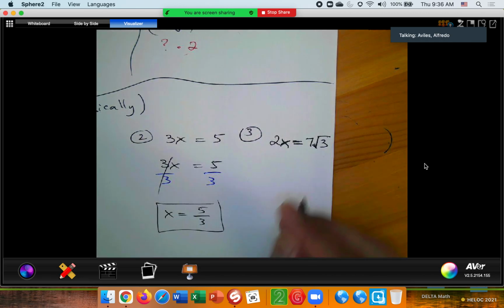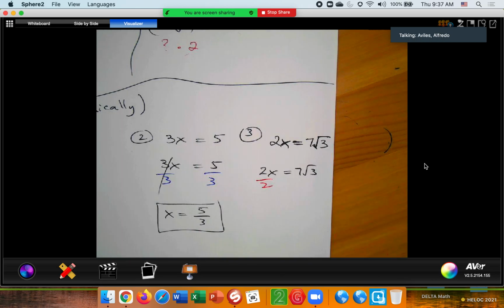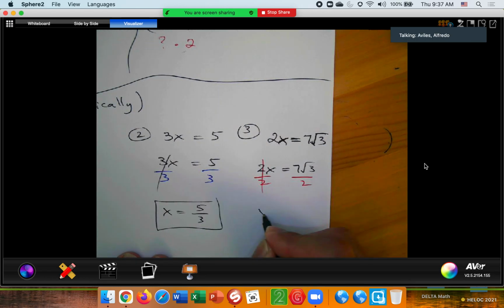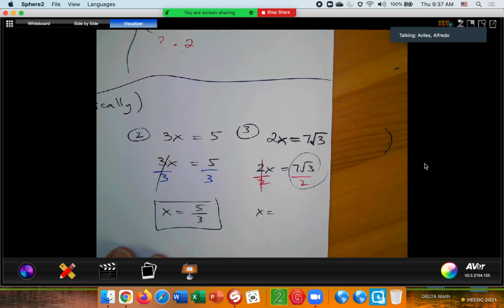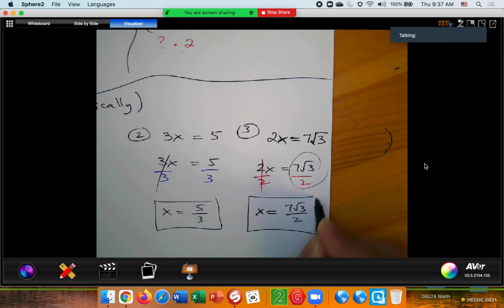So what are you going to do? Well, you're going to divide by 2, right? Because I'm trying to get x by itself. Whatever number is here, I have to divide it out. Whatever I divide on one side of the equation, you divide on the other side of the equation. And then you get x equals what? Well, you get this. That's your answer. It looks a little funny or challenging or difficult, but that's the answer. The answer is 7 root 3 over 2, like that. Is that okay so far?